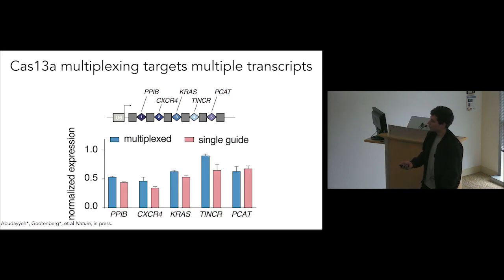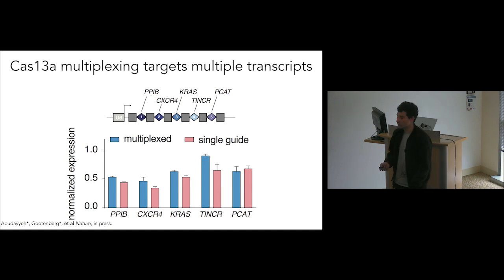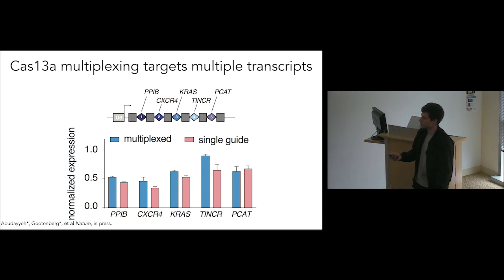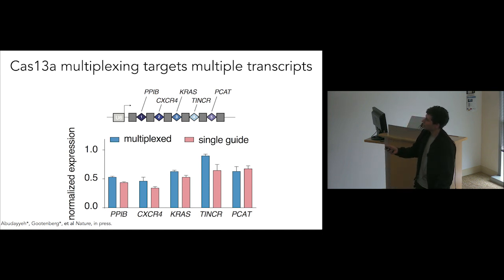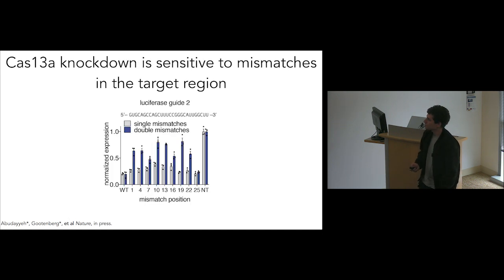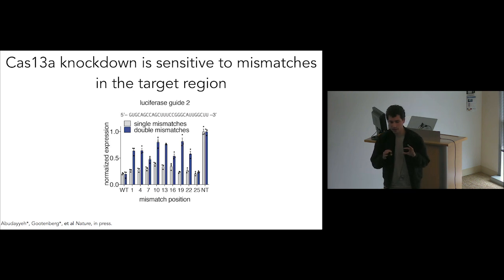And we found that for almost every gene, we can get great knockdown with our single multiplexed array that's comparable to a single guide delivery. So if you would like to target 5 genes or potentially even 10 genes at once, Cas13a allows you to do that under a single promoter in a very condensed way. So this whole construct is about 250 nucleotides long. So it's very small. We also wanted to think about the specificity of targeting.